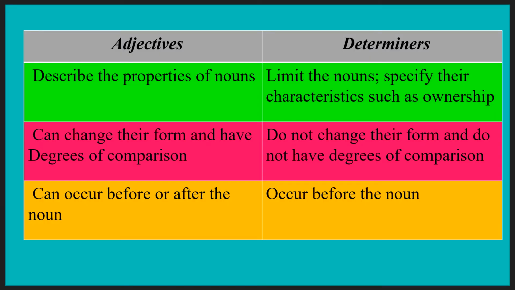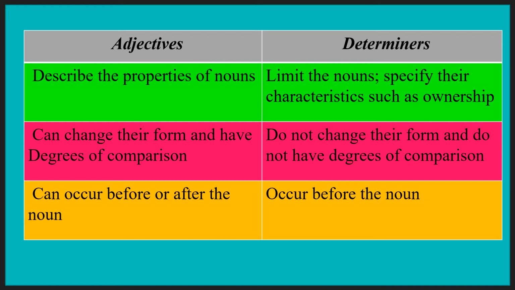And now see the difference between adjectives and determiners. The first one, adjectives describe the properties of nouns. We know that adjectives are used to describe the noun. Okay, it describes the properties. And on the other hand, determiners limit nouns and specify their characteristics such as ownership. It specifies the ownership. Okay, for ownership, we use the possessive nouns.